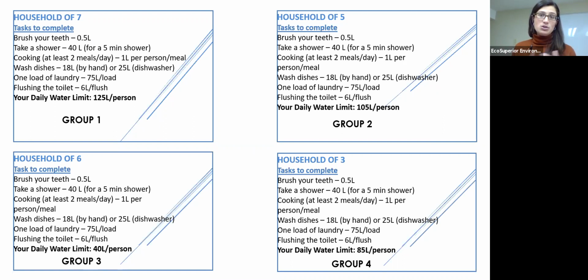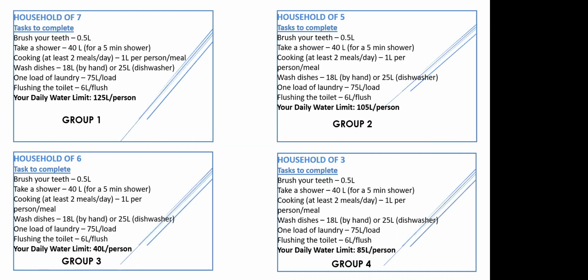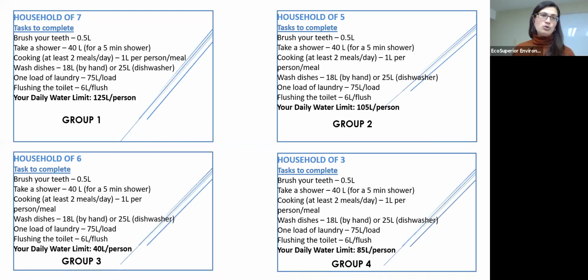So when you divide your group, your class or whatever group you're working with, into these individual groups, normally I would hand out cards, or we can put them into Zoom groups depending on if we're having to do things virtually. And they go through that chart and they work through trying to complete all of these tasks with the amount of water that essentially is given to them for that household.